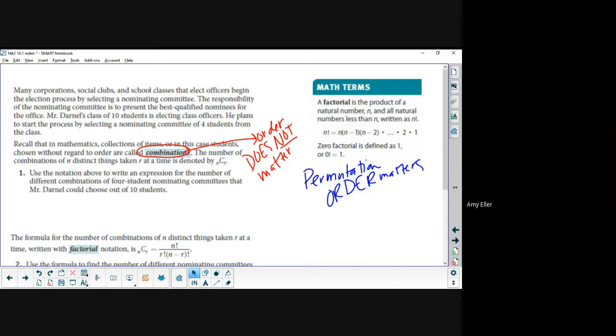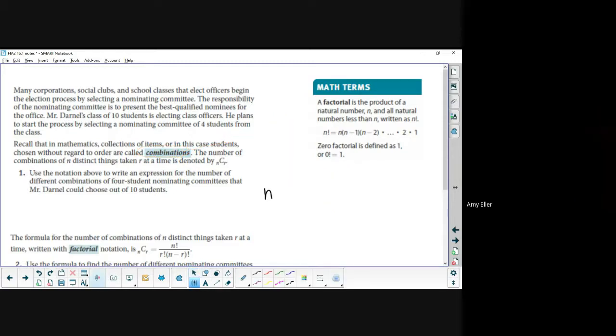So Mr. Darnell has 10 kids and he wants to select 4 of them, or there's 10 in the selection that he's going to select from. So after the word combinations, it says the number of combinations of n distinct things taken r at a time is denoted by nCr. So it's actually pretty easy. If you read number 1, use the notation above to write an expression for the number of different combinations of 4 student nominating committees that Mr. Darnell could choose out of 10 students.